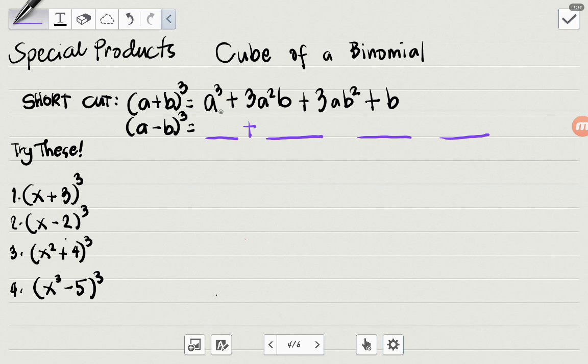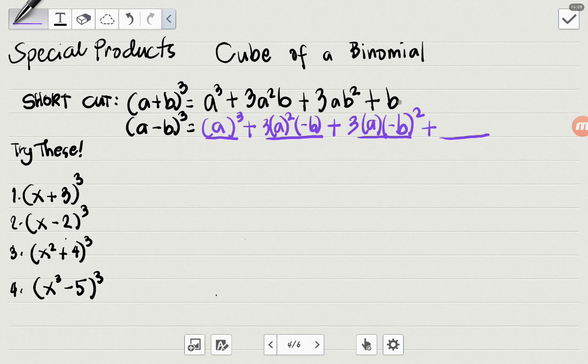So, dito, si first term, cube lang natin si A. And then, yung pangalawang term, 3 times square ni A times B. Ang B natin ay minus o negative B. So, plus 3 times A, yun, nasa unahan, times square ni B. Eh, dito, negative B. So, square ni negative B.